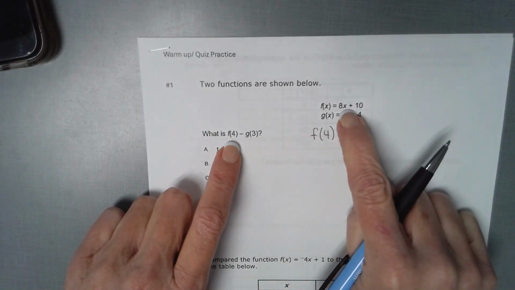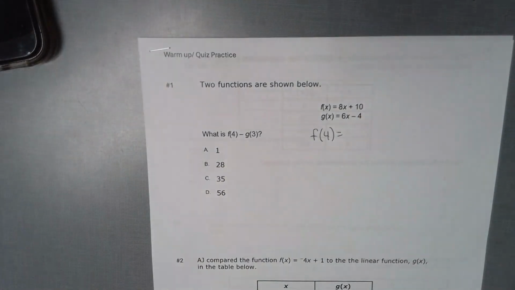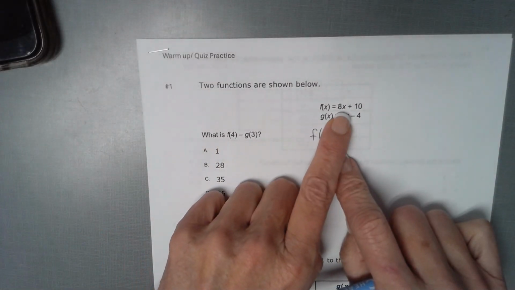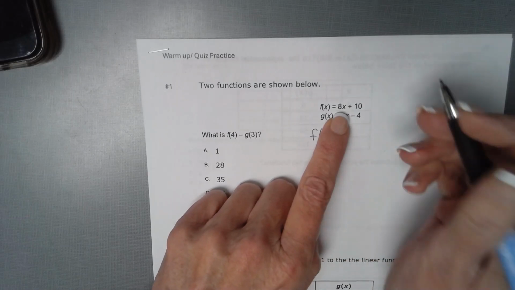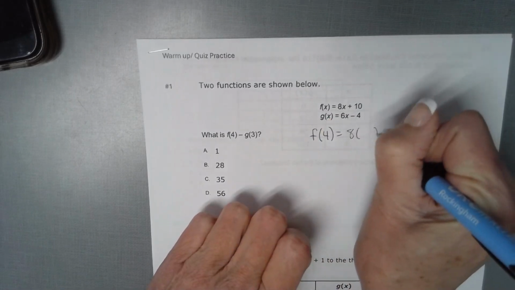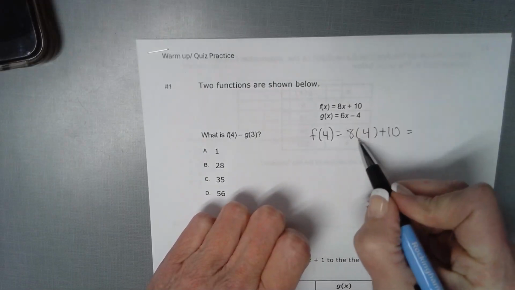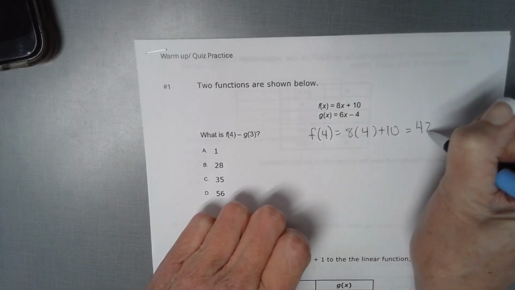8 blank. f of 4 minus g of 3. We need f of 4. What does the structure sound like? 8 blank plus 10. 4 goes in the blank. That's 32 plus 10 is 42.